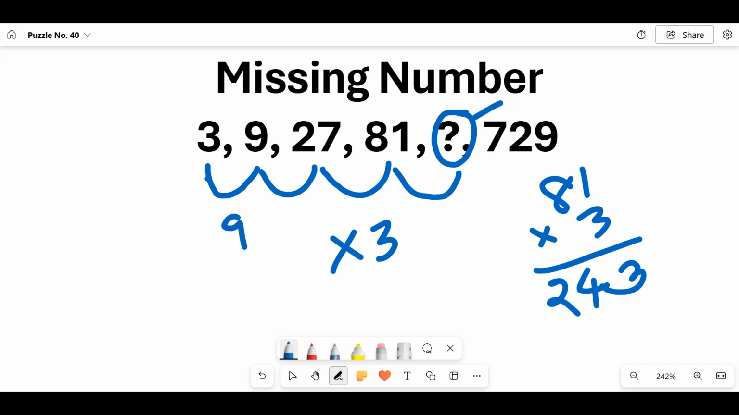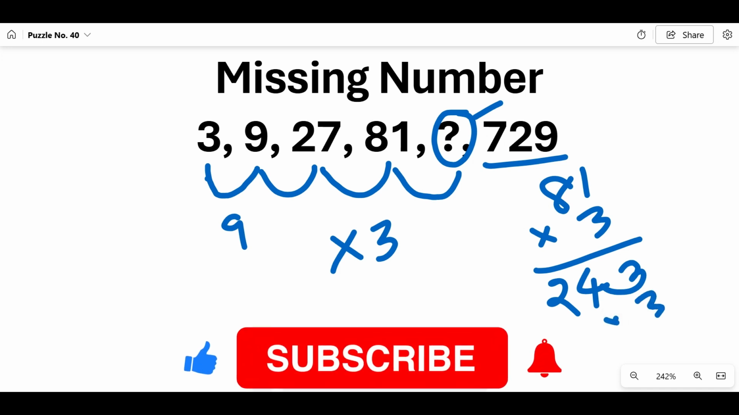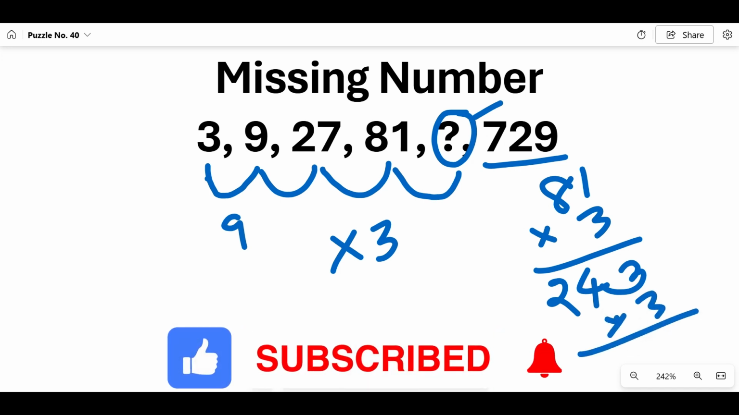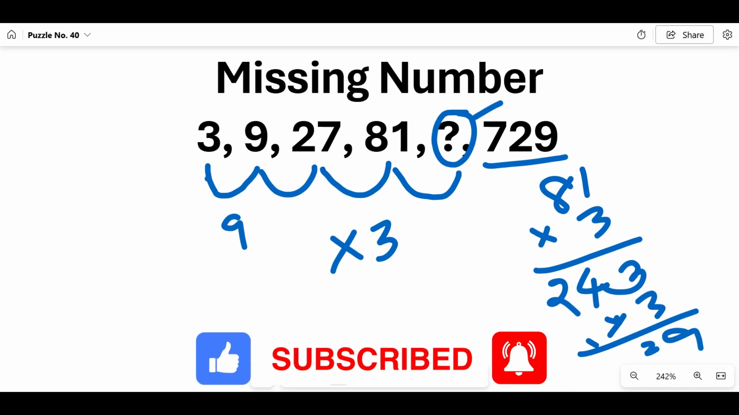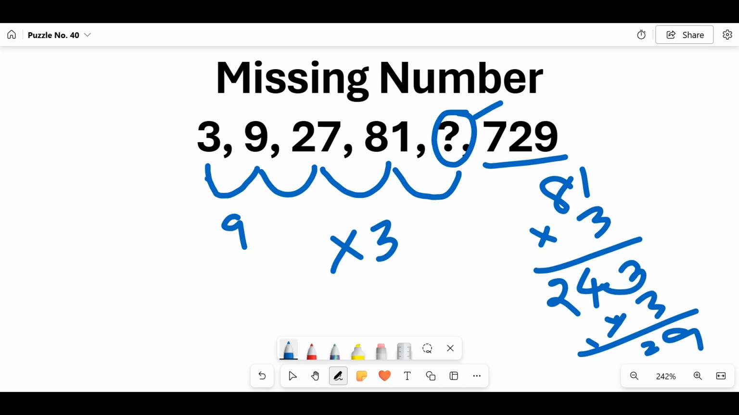Let us see whether it is going to follow the series or not. Whether we are going to get 729, we can cross check. Just multiply by 3 so that we can cross check. 3 into 3, that is 9, and 3 into 4, that is 12, and 3 2s are 6, plus 1, that is 729. Right, so the correct answer in the place of the question mark is 243. 243 is the correct answer.